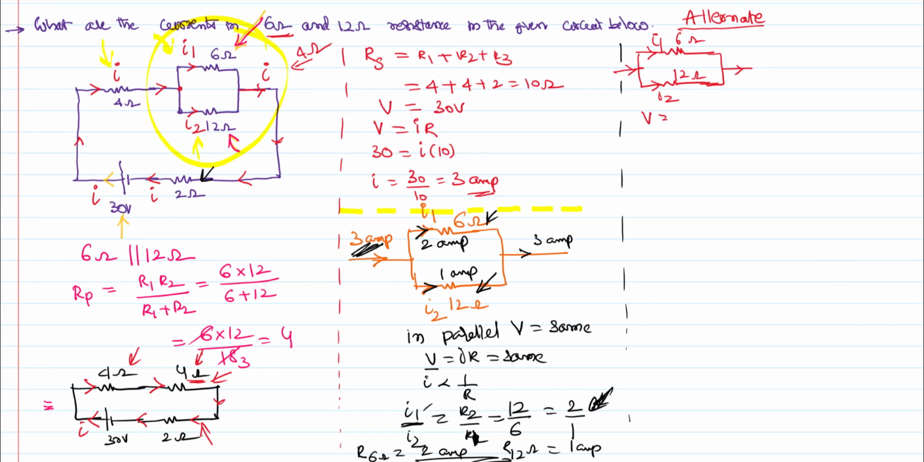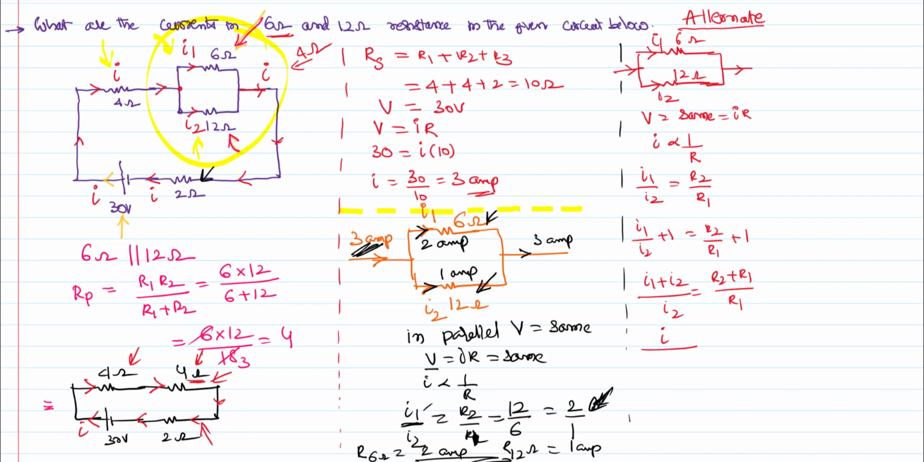They are in parallel. V is the same, that is equal to IR as per Ohm's law. As I have written in the previous case also, I is inversely proportional to R. I1 by I2 is equal to R2 by R1. Let me add 1 to this equation on both sides. Then it becomes I1 plus I2 by I2 equals R2 plus R1 by R1. We know I1 plus I2 is the total I. So I by I2 equals R2 plus R1 by R1.